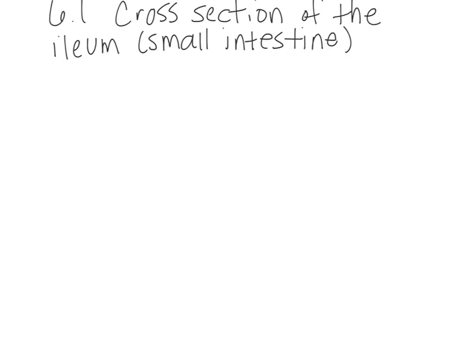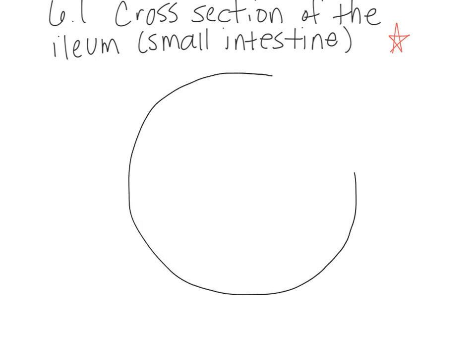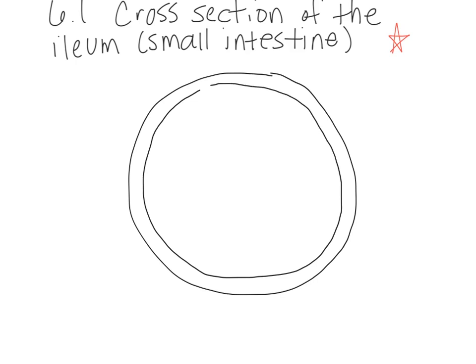Okay, the next drawing is for a cross-section of the ilium, also known as the small intestine. This is one of the drawings that you absolutely must know how to draw and label. You may also be asked to annotate with some of the functions. So my small intestine, I'm going to see a couple of different layers. It's generally a circular tube, and it's got a couple layers of different types of muscle tissue.